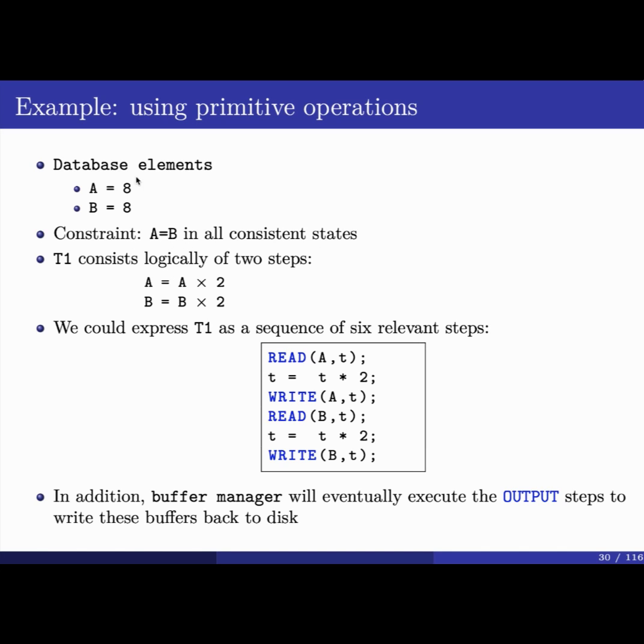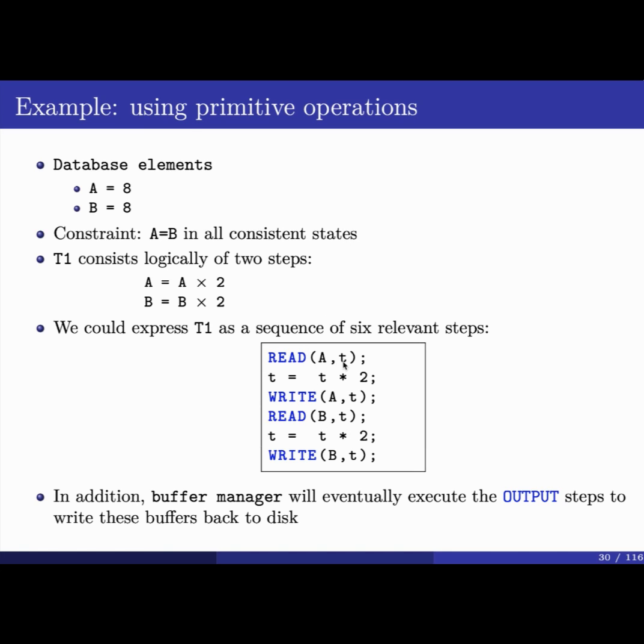That means whatever change you make to A or B, at the end, after you execute this transaction, they must be equal. Okay, this is our condition. So we have a transaction, and the transaction is going to do two steps. It's going to multiply the database element A by 2 and the database element B by 2. So if you start with 8, the result is going to be 16 in A and B. Okay, and this is the transaction.